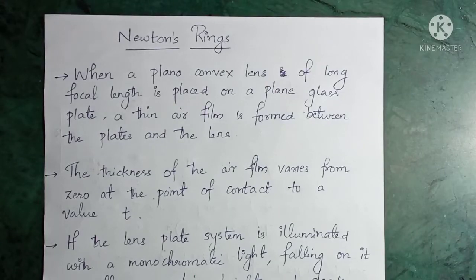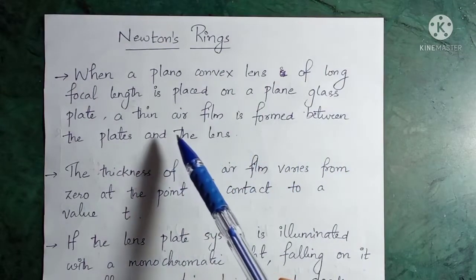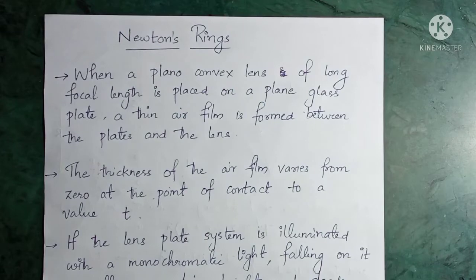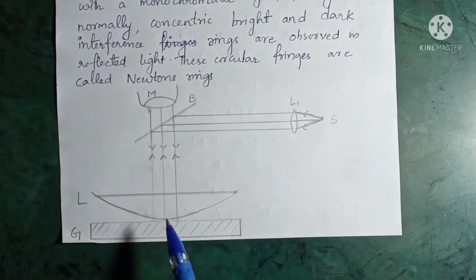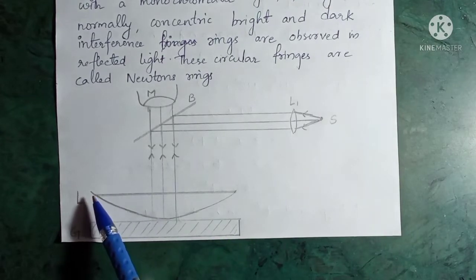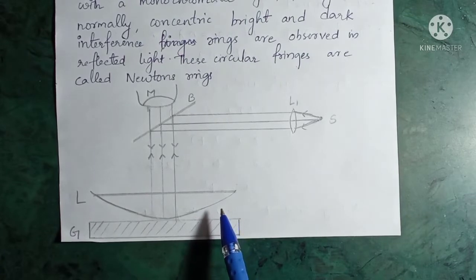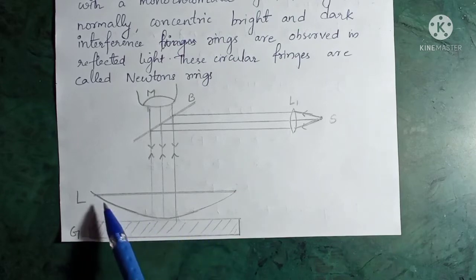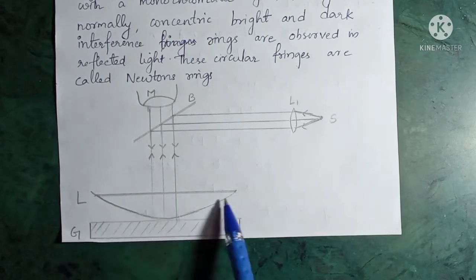So today we will be discussing Newton's rings. When a plano-convex lens of long focal length is placed on a plain glass plate, a thin air film is formed between the plate and the lens. You can see in the figure that we have a glass plate at the bottom over which a plano-convex lens is kept. Plano-convex lens means one of the surfaces is spherical and the other surface is plane.